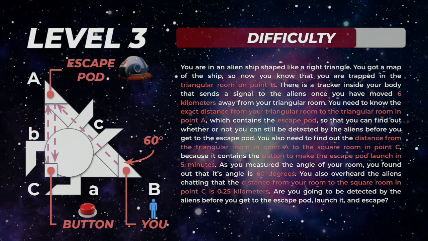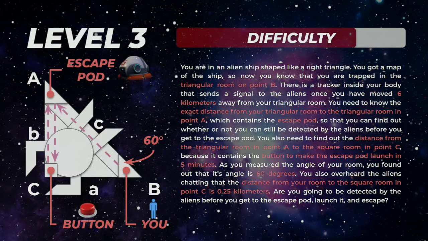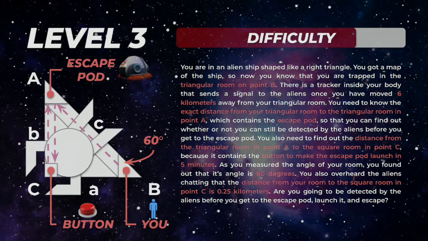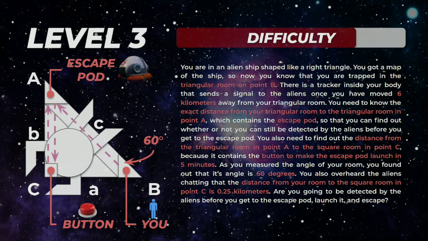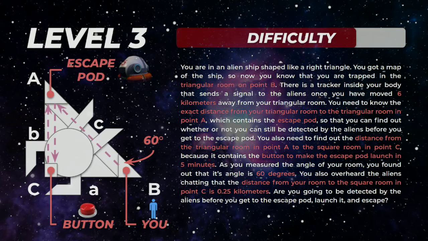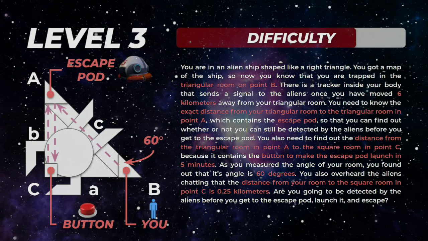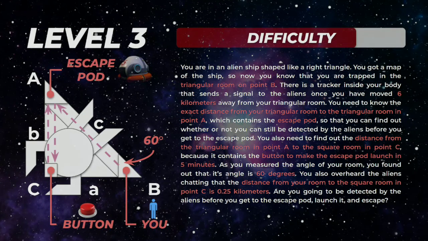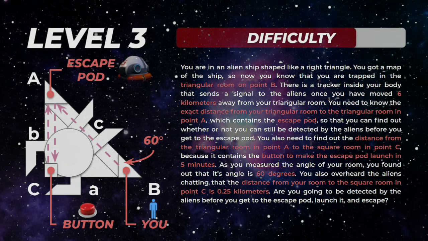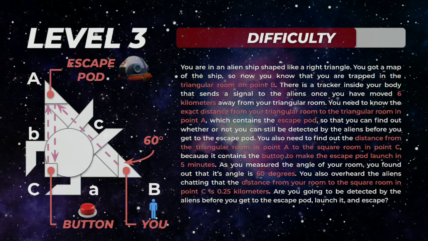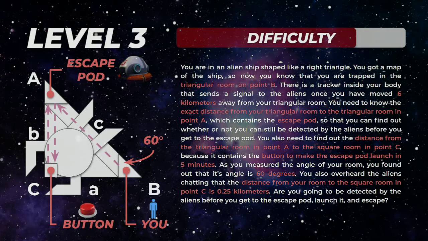You need to know the exact distance from your triangular room to the triangular room in point A, which contains an escape pod, so that you can find out whether or not you can still be detected by the aliens before you get to the escape pod. You also need to find out the distance from the triangular room in point A to the square room in point C, because it contains the button to make the escape pod launch in 5 minutes.